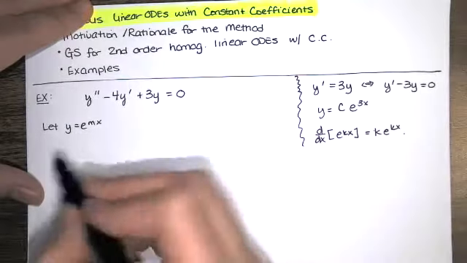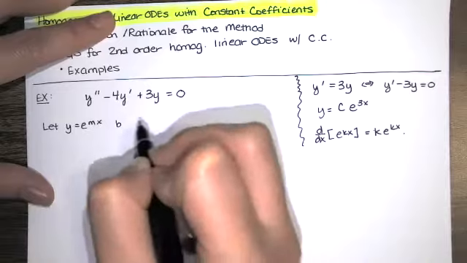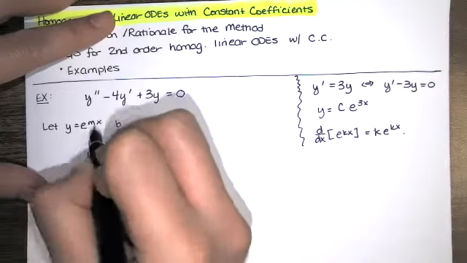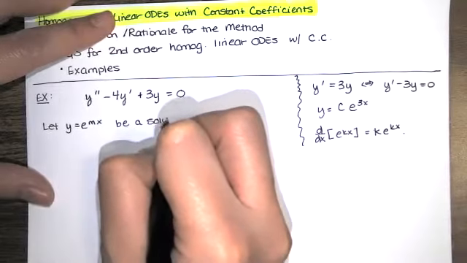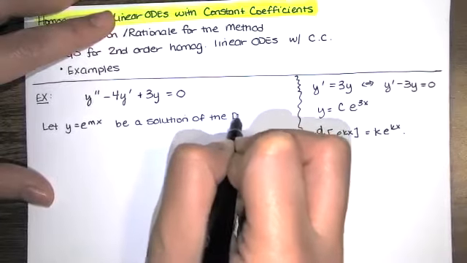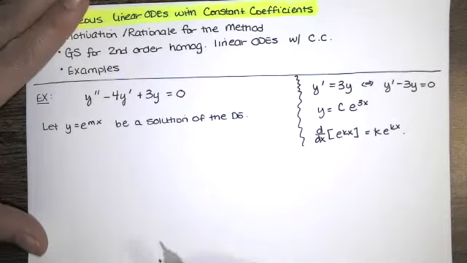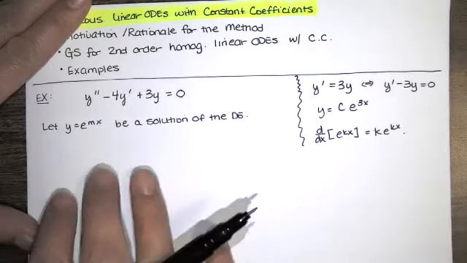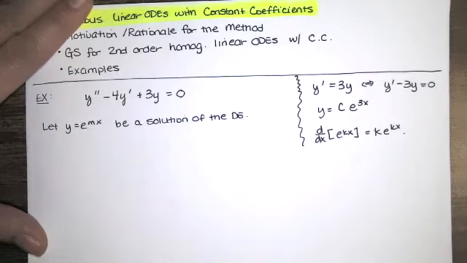Sometimes I'll just write let y equal e to the mx, but I'm going to be very, very explicit here, and I'll say let y equal e to the mx be a solution of the differential equation. If y equals e to the mx is a solution of the differential equation, then it satisfies this equation for the right value of m. To figure out what values of m, I'm going to take the derivative of this function twice and substitute into the differential equation.